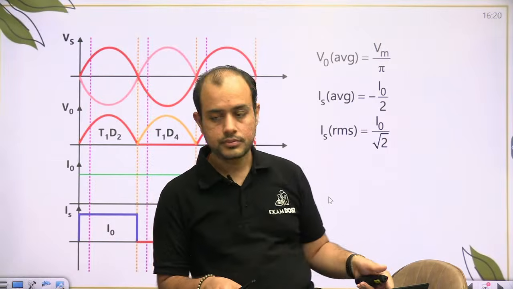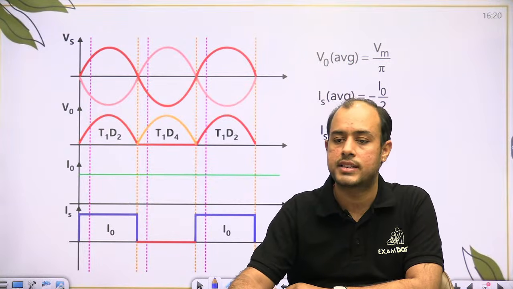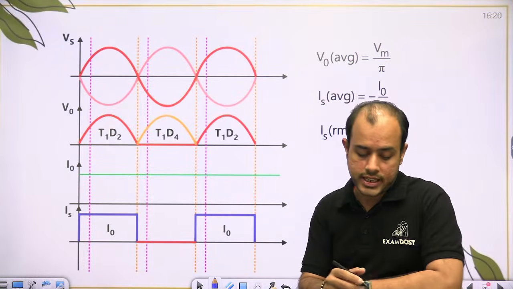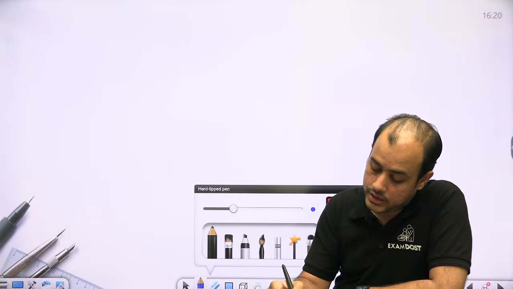Clear, beta? This is how you have to build the thought process for open circuit and short circuit. How to think about opening and shorting of a thyristor in a full converter and semi converter.